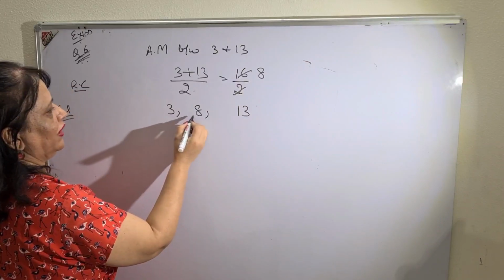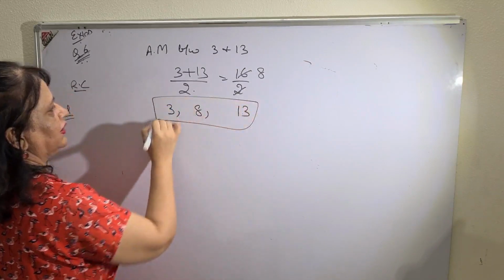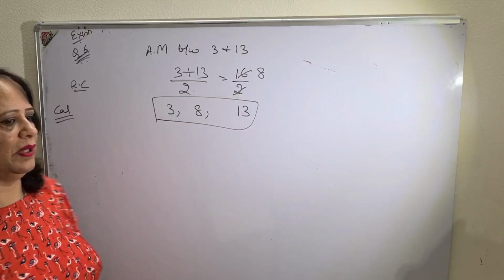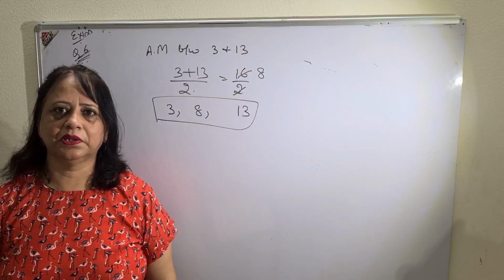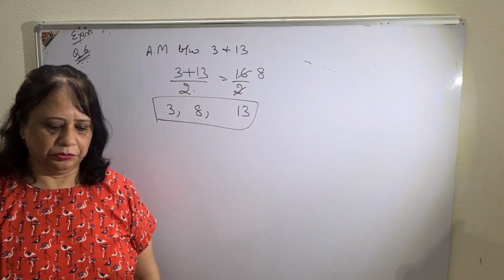And if you want to verify it, 8 minus 3 is 5, 13 minus 8 is 5. So this is an AP. This is said to be arithmetic mean. Arithmetic mean is the sum of the extremes divided by 2.